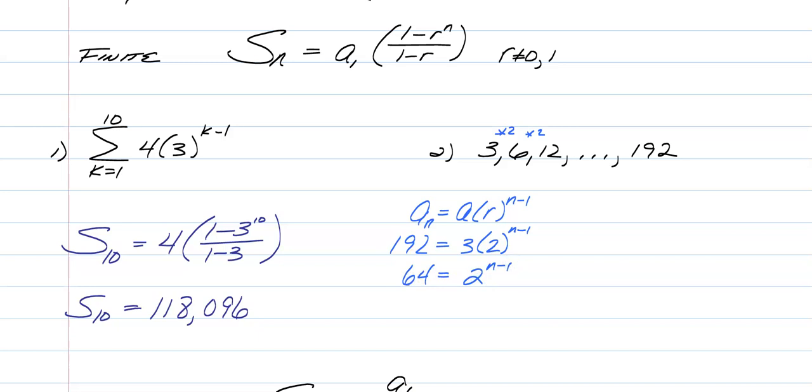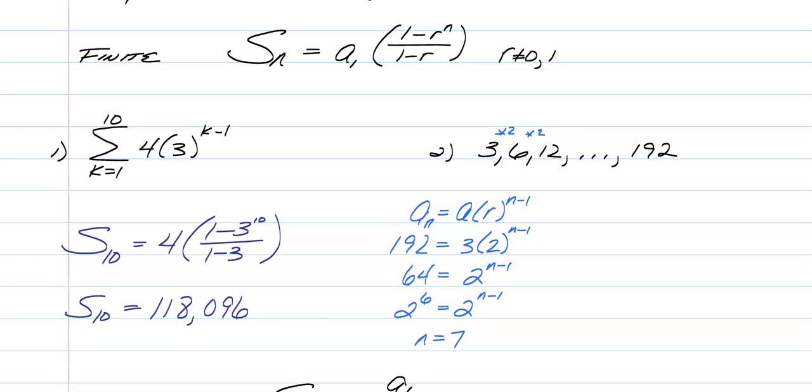And there's a few different ways you can go from here. You can use logs, or you can realize that 64 is 2 raised to the 6th power, which is equal to 2 raised to the n minus 1. Since you have the same base of 2, all you have to do is set n minus 1 equal to 6, and you get n is equal to 7. So that's another way to find out what number term you have in a question like this.